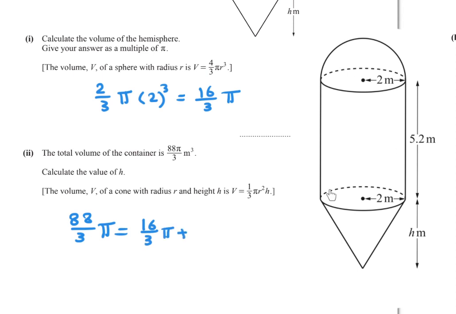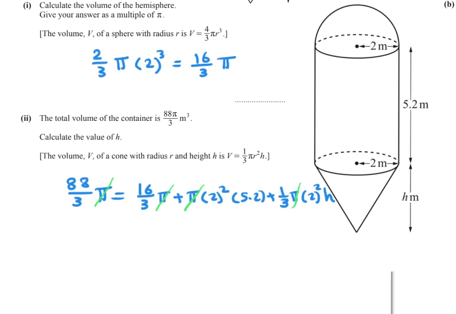plus the volume of the cylinder, which is πr² times height, so π times 2 squared times the height, which is 5.2, plus the volume of the cone, which is 1/3 πr² times height, so 2 squared, times h. Now we can cancel π with π with π.